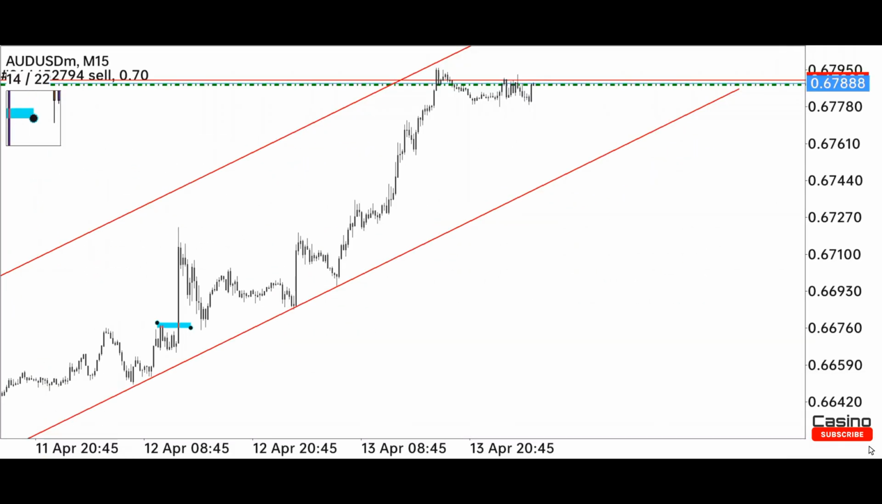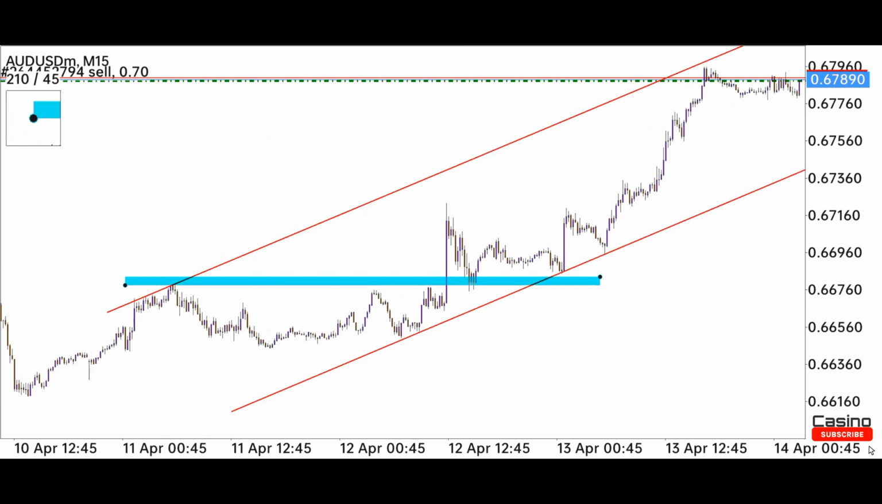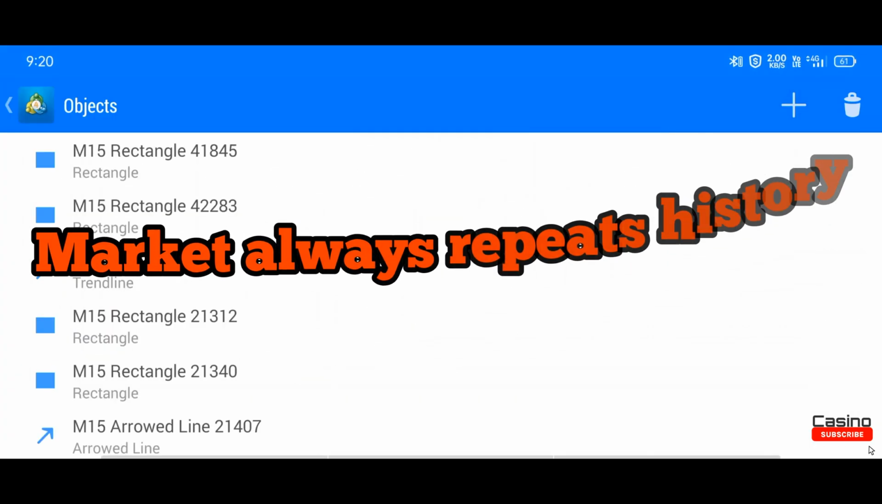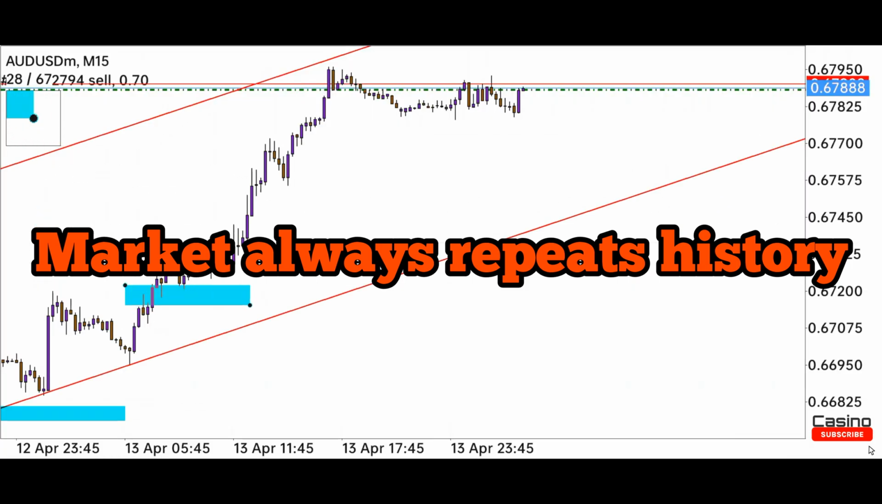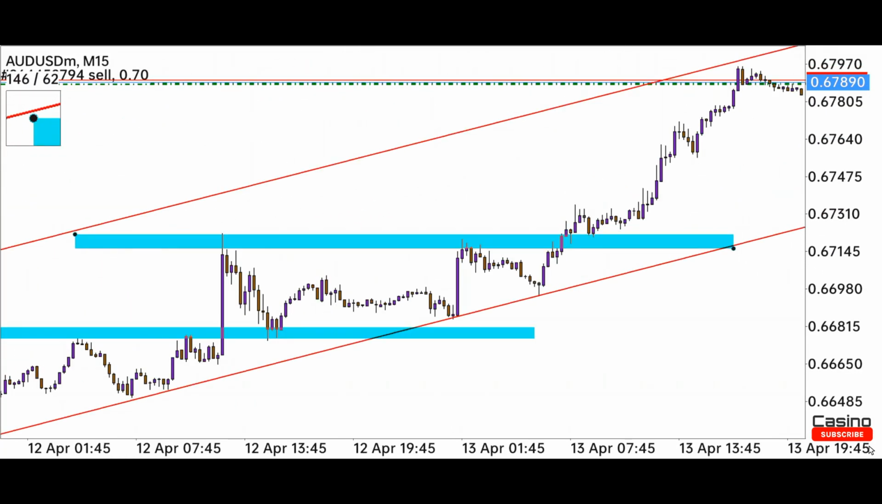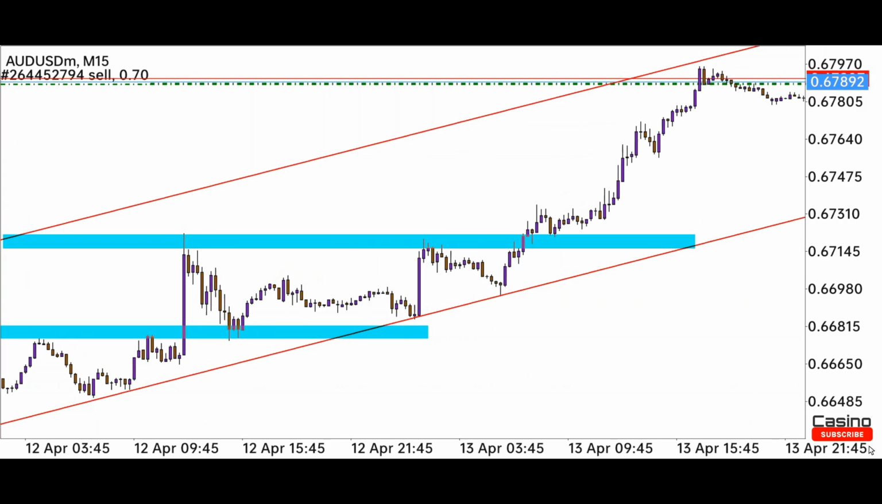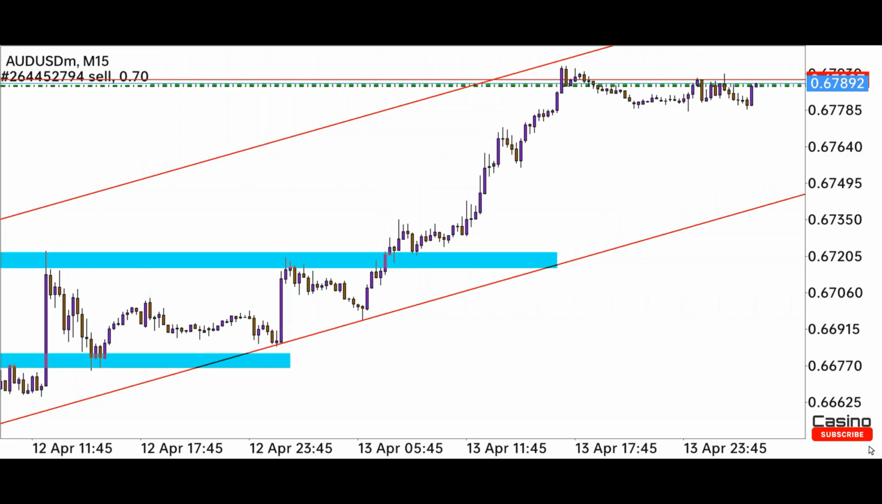Where we have drawn the rectangle tool, the market took multiple resistances the first time, later broke this level to form support and went higher. The market always repeats history, as the patterns made in the past can be seen in the future as well. We have drawn the second rectangle level, and there too we can see the same pattern as before. The market is following resistance becoming support very well.